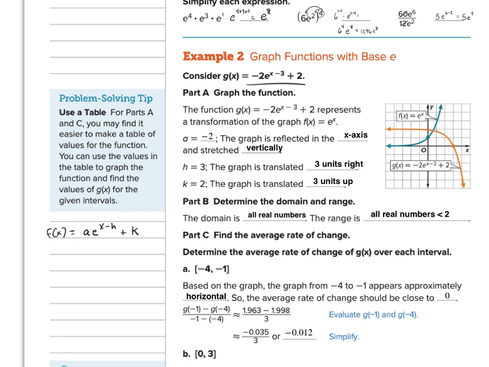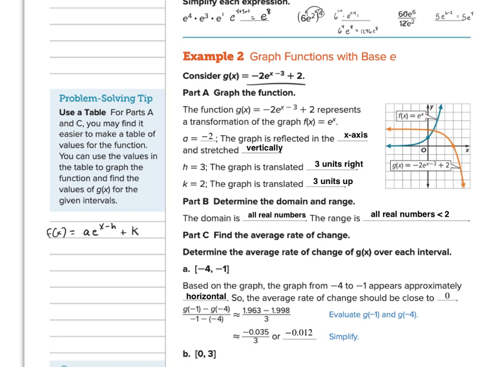The domain and range, just to look at these two functions, this blue function right here is the parent function, the orange function is the transformation. Okay, so the domain of my parent function is going to be all real numbers, just like other exponential equations that we've worked with.